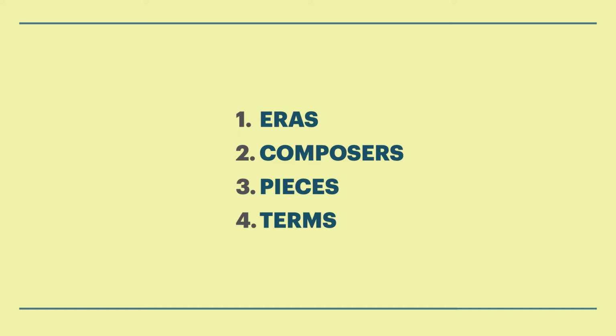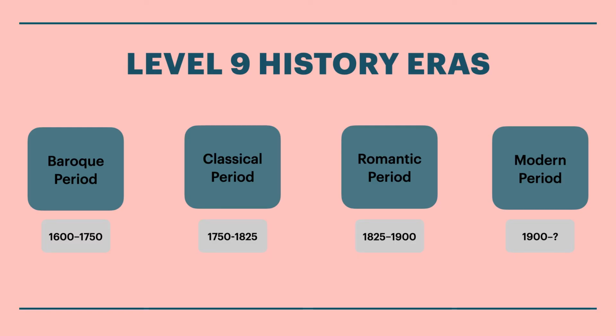So there's 4 areas of knowledge that we need to study to write a successful Level 9 history exam. Musical periods, what the RCM refers to as eras, composers, pieces, and relevant terminology. This course is going to be broken up into 4 modules, each corresponding directly to one of the 4 musical eras. These 4 eras are the Baroque period, going from approximately 1600 to 1750, the Classical period, going from 1750 to 1825, the Romantic period spanning 1825 to 1900, and the Modern period, which started in 1900 and is still theoretically going on.